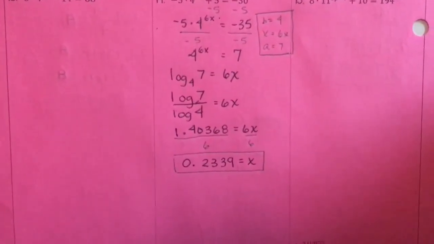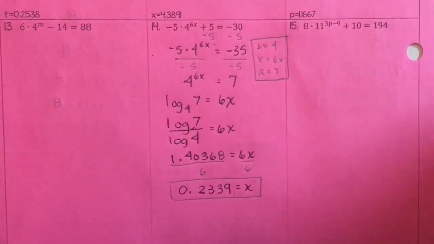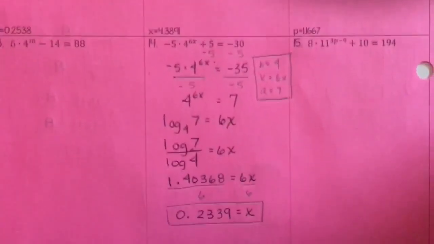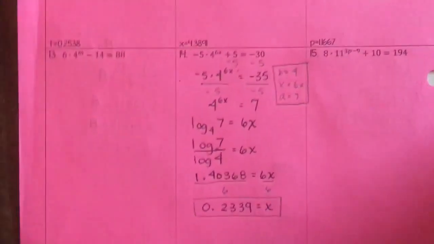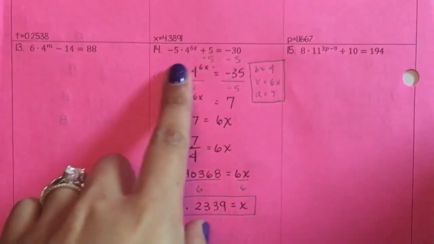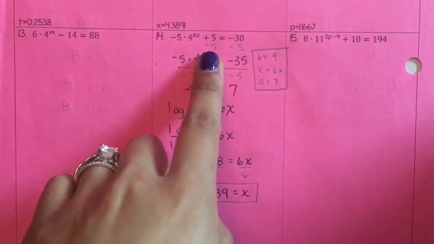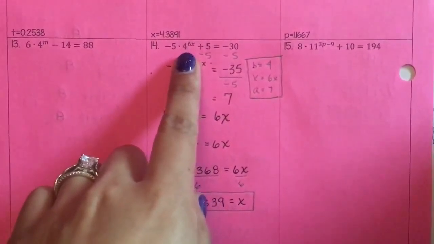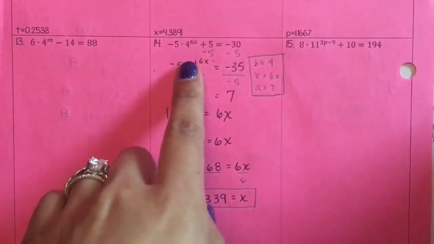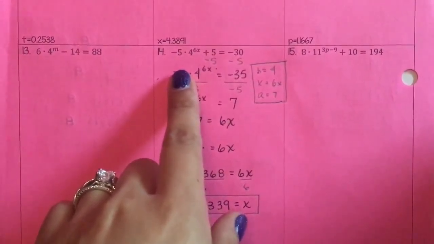The last problem on this I Can't Even is problem number 14. Here we have an expression that is not isolated. We have both a coefficient and a number added here. If you recall from our notes, in order to isolate this exponential expression 4 to the 6x, we must do the reverse order of operations.